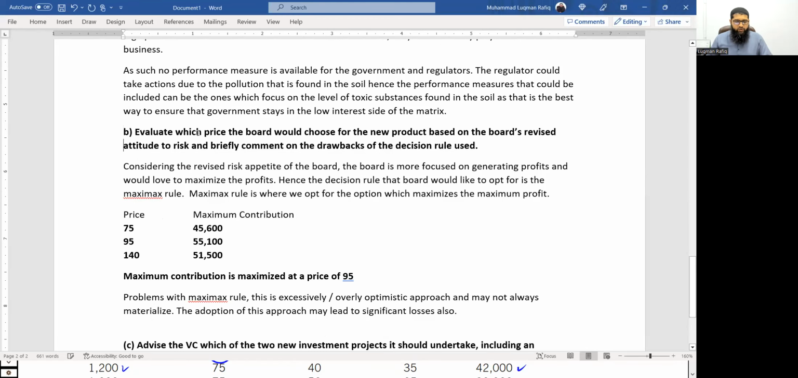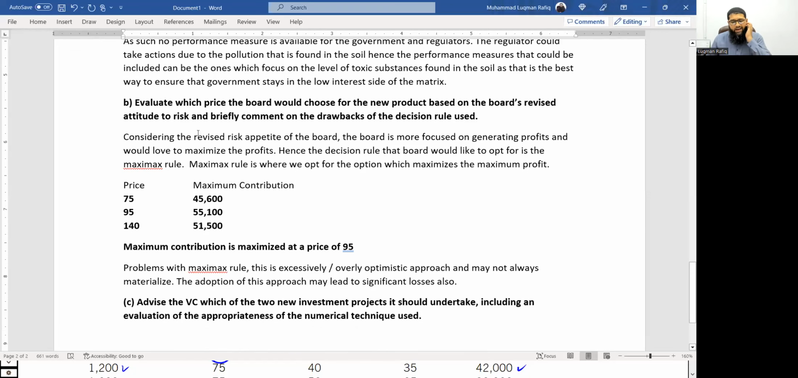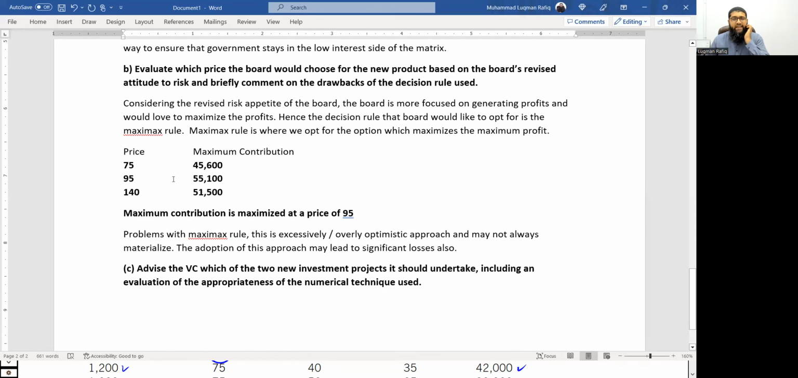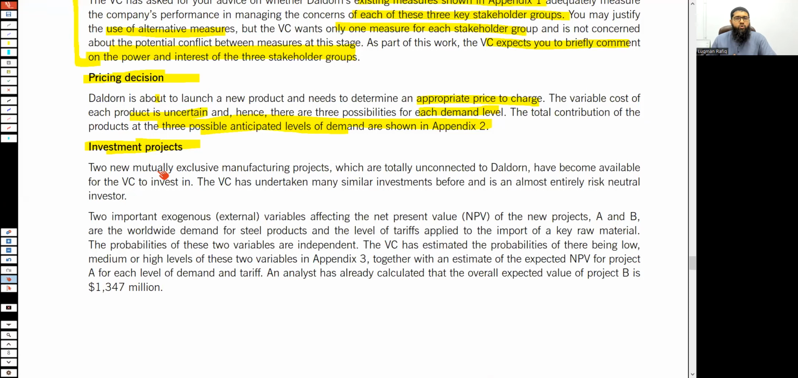Now, if I talk about C, what's going to happen? It says advise the VC which of the two new investment projects it should undertake, including an evaluation of the appropriateness of the numerical technique used. Now, what does it say? The two new mutually exclusive manufacturing projects, which are totally unconnected to Deldon, have become available for the VC to invest in.